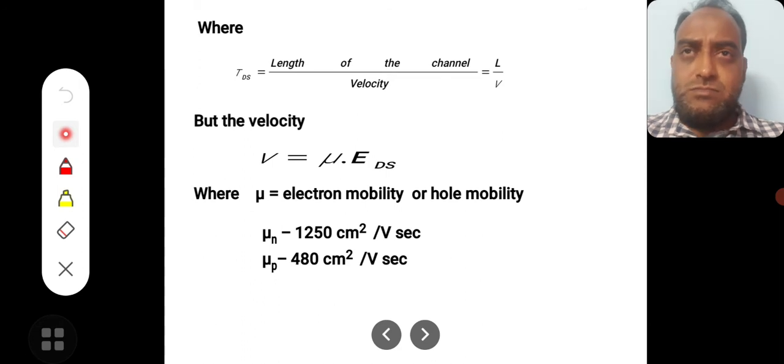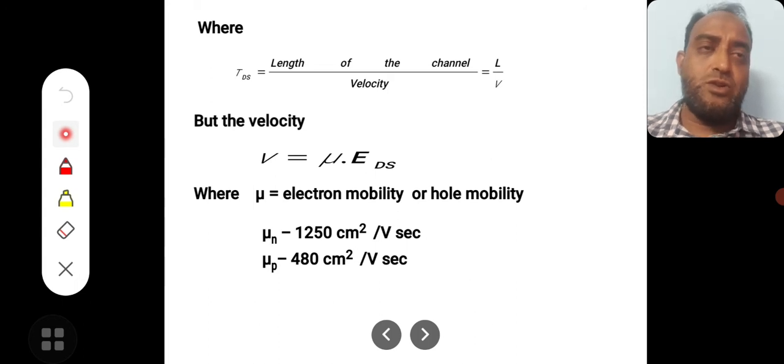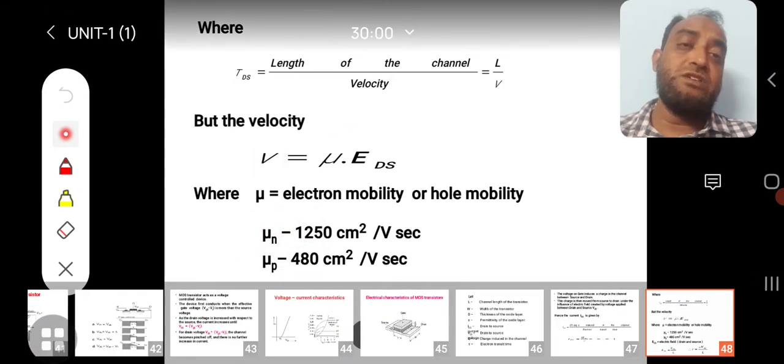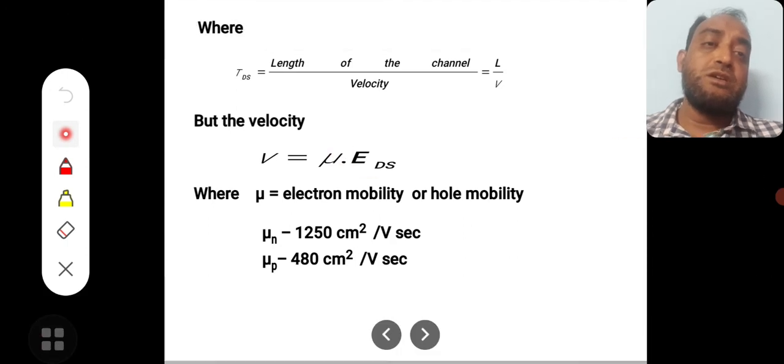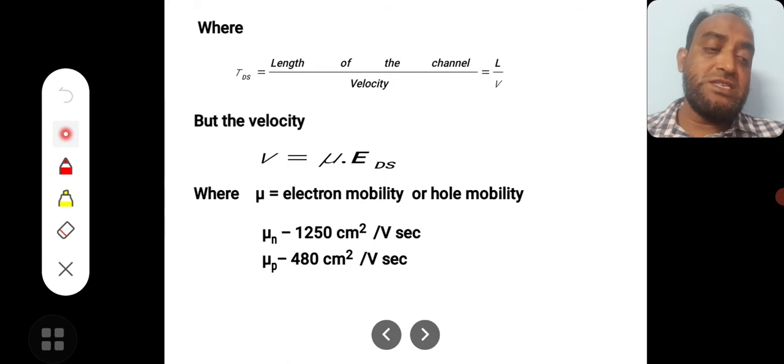Consider that an electron is faster than a hole. How much faster? An electron is 3 times faster than a hole. If we are talking about electron current, we should consider the mobility of electrons. If we are talking about hole current, we should consider the mobility of holes. Now mu n and mu p are the mobilities of electrons and holes, where v, the velocity, is equal to mobility into the applied field, EDS.